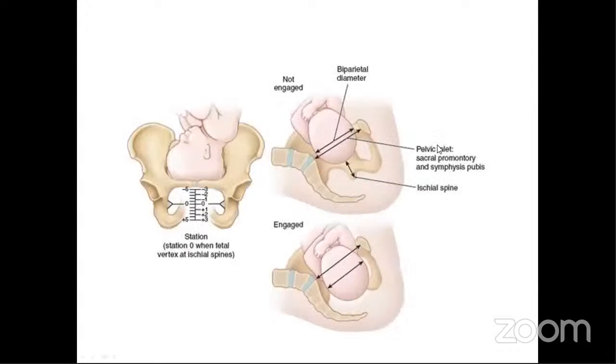So this is again the same thing. I want you all to be thorough with the understanding of what you mean by engagement, what do you mean by descent, and when you call it an engaged and non-engaged head. Is it clear to all of you?